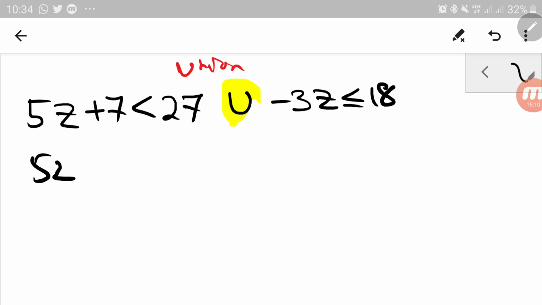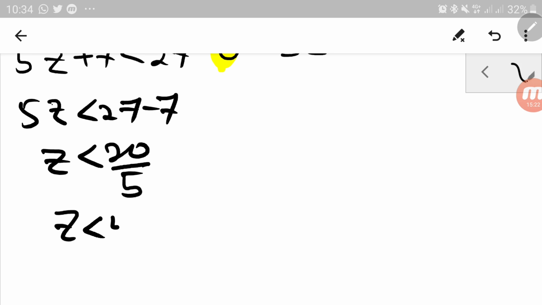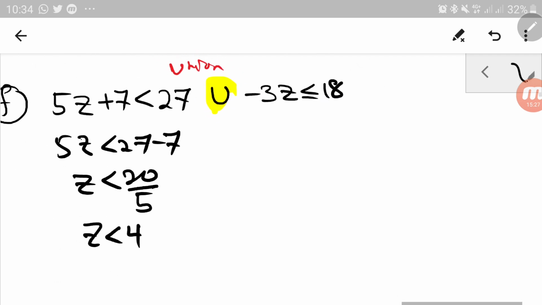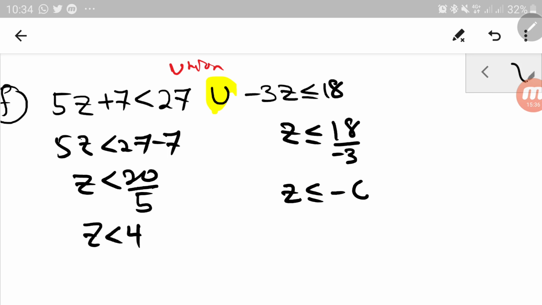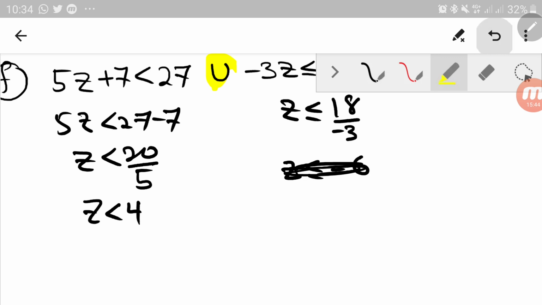Okay, so 5z is 27 minus 7. So z is 20 divided by 5. Okay, z is less than 4. Then on the right hand side, z is less than or equal to 18 over minus 3, and then it's minus 6. Yes. Okay, so we are done with that. We solved it.